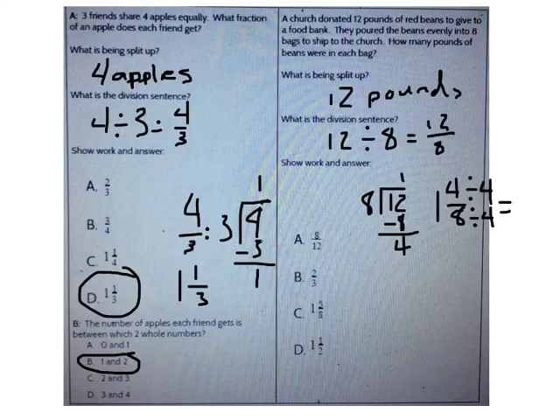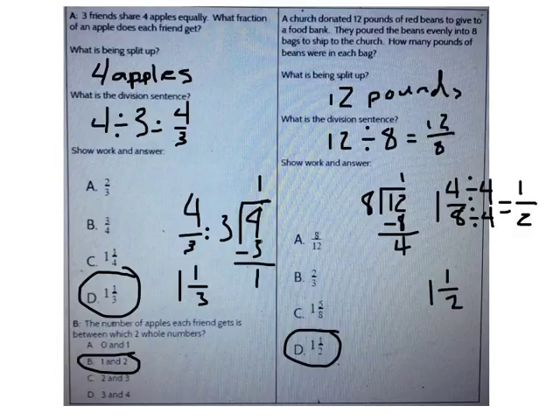What's 4 divided by 4? It's 1. What's 8 divided by 4? It's 2. So the correct answer is 1 1/2, or answer choice D.